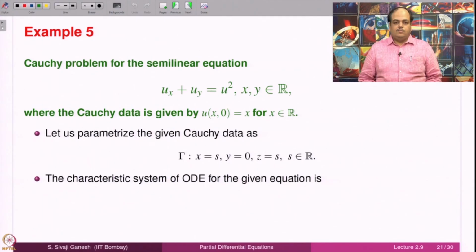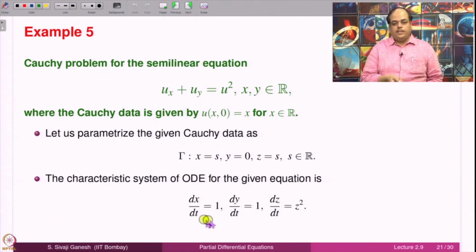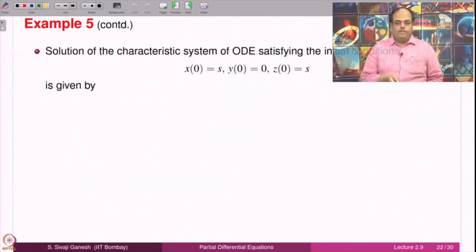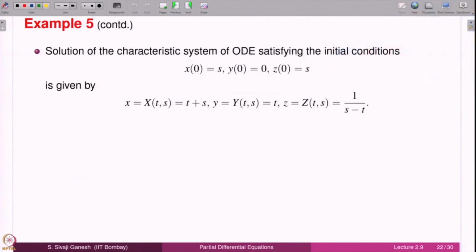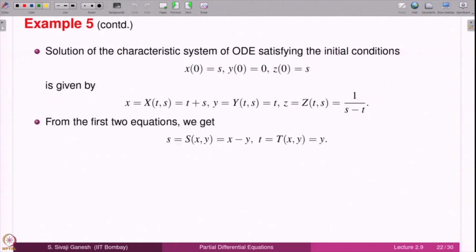The characteristic system of ODE is dx by dt equal to 1, dy by dt equal to 1, dz by dt equal to z square. Now, when we compute the base characteristics, x equal to x of t, s equal to t plus s, because it is t plus constant, it has to be t plus s, y is just t. Of course, z also can be integrated, we get 1 by s minus t.